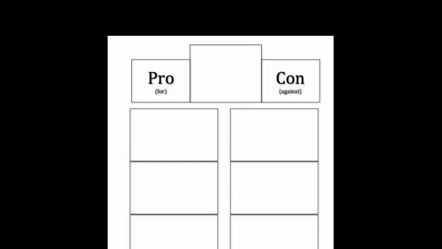Start with a pro-con worksheet. Write down all the reasons you can think of that could convince your principal it's a bad idea to shorten gym periods, and all the reasons you can think of that could convince your principal it's a good idea to shorten gym periods.